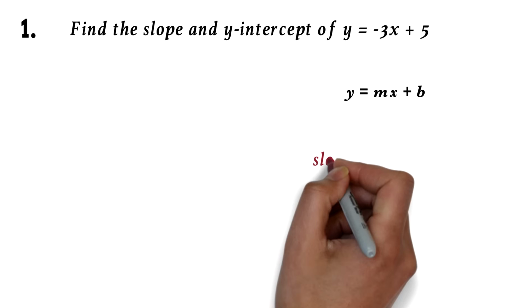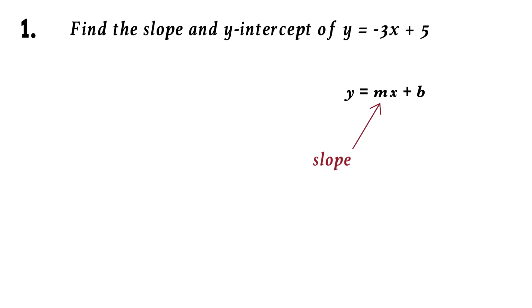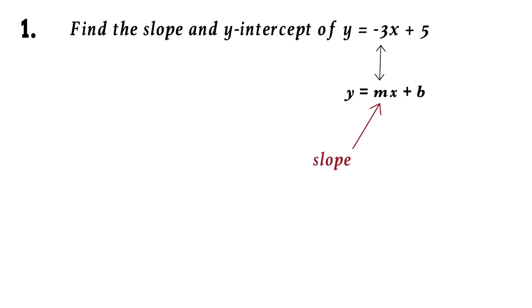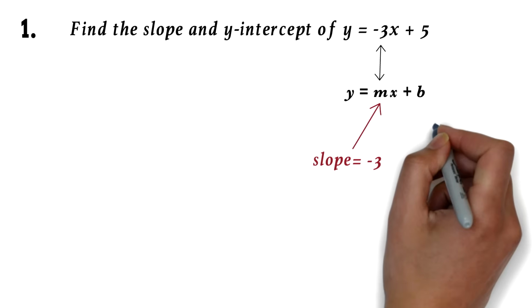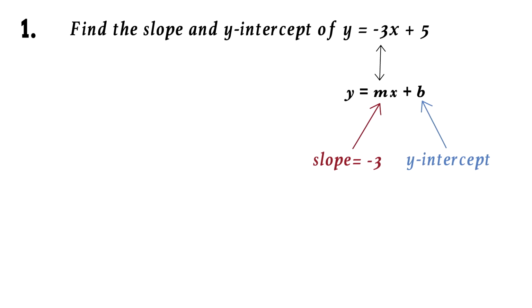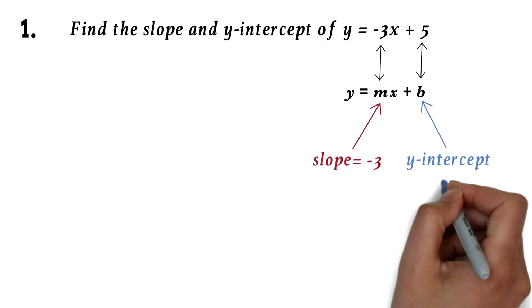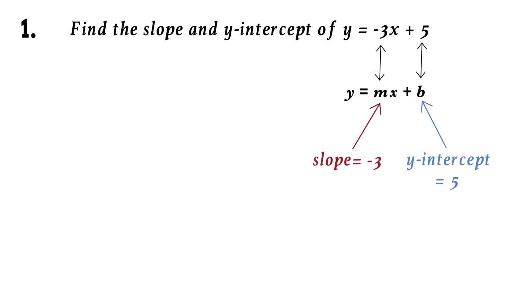In this form, the slope is the m. This is the coefficient of the x, or simply put, what is with the x. So here, the negative 3, which is the coefficient of the x, is our slope. The y-intercept is the b. This is the constant, or simply put, what is without the x. So here, the 5 will be our y-intercept. Slope is negative 3, y-intercept is 5.